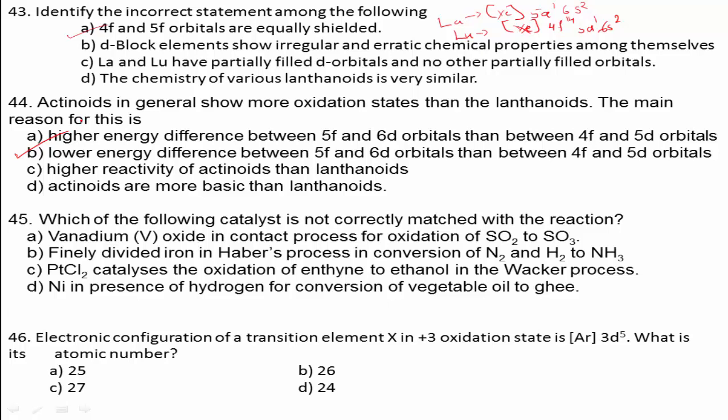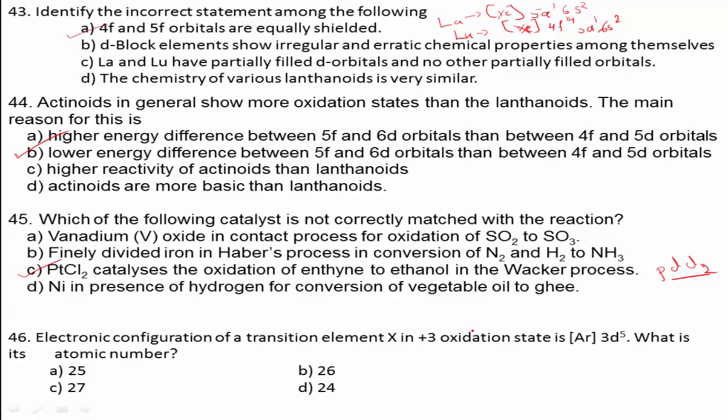Usually Wacker's process is the oxidation of ethylene to acetaldehyde in presence of PdCl2. It's about PdCl2, but they have given PtCl2. Therefore, it is the wrong statement. And D, nickel in presence of hydrogen for conversion of vegetable oil to ghee, is also a correct statement. Therefore, the correct answer for this question is C, because it is the one not correctly matched with the reaction.